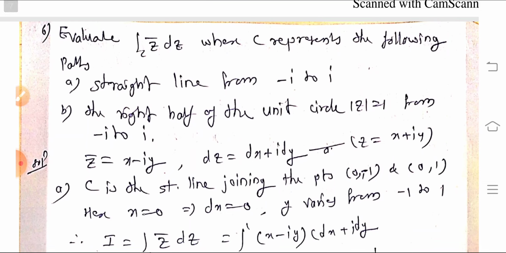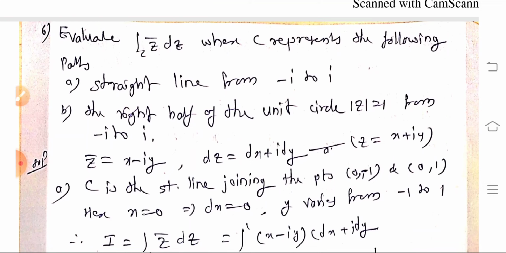So next example: evaluate the integral over C of z bar dz, where C represents the following paths: a) the straight line from minus i to i, and b) the right half of the unit circle mod z equal to 1 from minus i to i. Here z bar is nothing but x minus iy, and z equal to x plus iy, so dz is dx plus i dy.